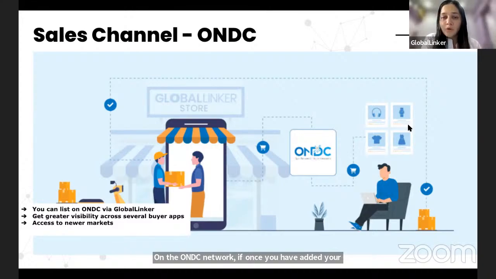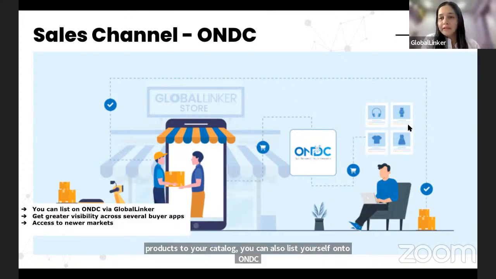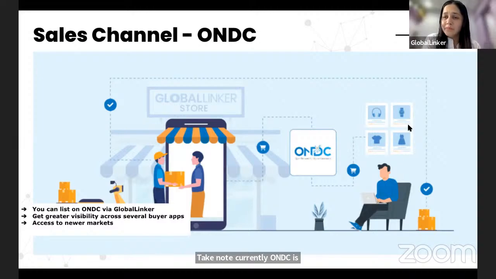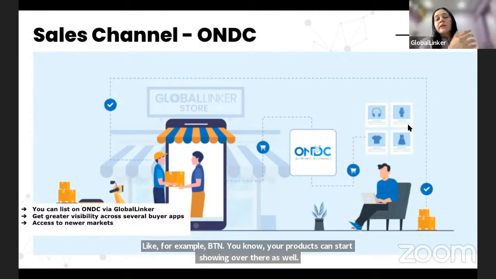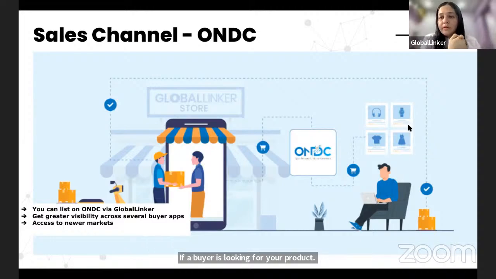Take note, currently ONDC is only entertaining B2C product purchases. So if you are also doing B2C, then please list yourself on the ONDC network, because the chances of you getting displayed in different other buyer apps, as they call it, or malls, we may call it, for example Paytm, become higher. Your products can start showing over there as well, if a buyer is looking for a product, and the chance of you getting an order becomes high. But today, ONDC only supports B2C purchases. They're not supporting B2B right now.